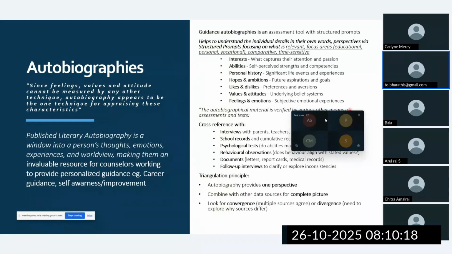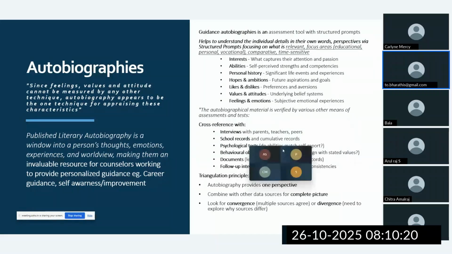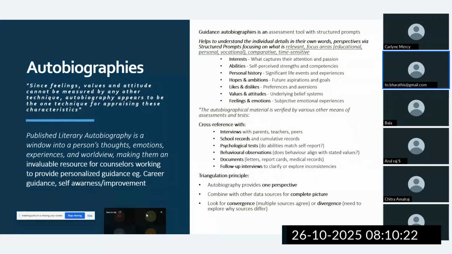So next is autobiographies, right? The autobiography. When I read this first, I was confused. In our textbook, it is just one para. So what is the relation between autobiography and psychology, right? By reading autobiography, how is it really going to help?